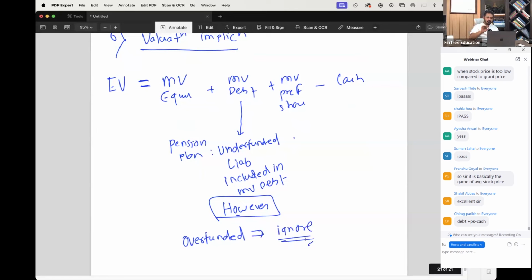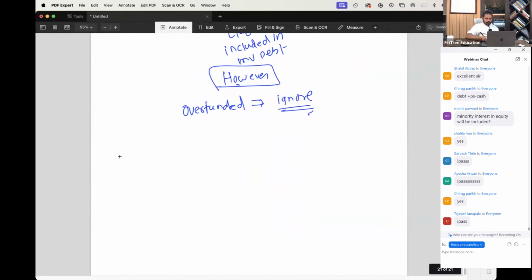The curriculum themselves say it's asymmetric treatment. And there is some part of conservatism to it, which makes sense, right? If it's a liability, add that to debt. But if it's overfunded, ignore at enterprise value calculations. Are you okay with this point? Okay. Second point here.